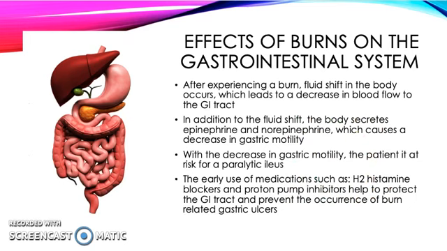Effects of burns on the gastrointestinal system. After experiencing a burn, fluid shift in the body occurs, which leads to a decrease in blood flow to the GI tract. In addition to the fluid shift, the body secretes epinephrine and norepinephrine, which causes a decrease in gastric motility. With the decrease in gastric motility, the patient is at risk for a paralytic ileus. The early use of medications such as H2 histamine blockers and proton pump inhibitors helps to protect the GI tract and prevent the occurrence of burn-related gastric ulcers.